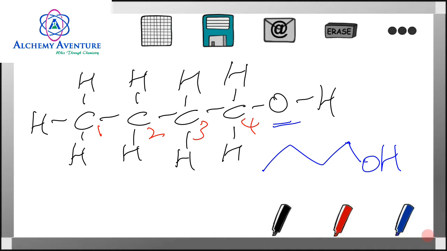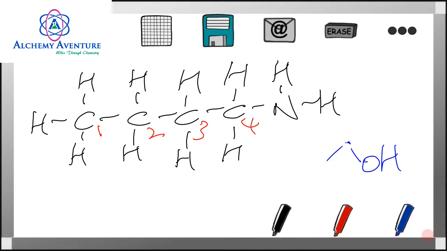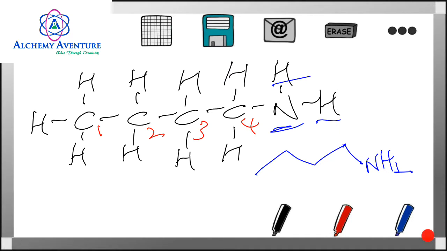Let's consider another example. Let's replace OH with NH2, an amine molecule. So I'll redraw this again to let you have a better understanding of how a skeletal formula is drawn. Same thing, count the total number of carbon atoms. There are 4 of them. 1, 2, 3, 4. Then we add one more, NH2. The hydrogen atoms are bonded to a heteroatom, so the hydrogen atom has to be shown.